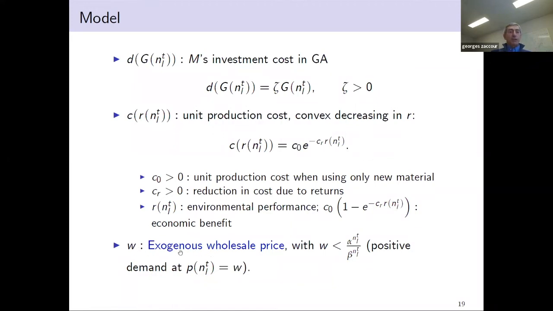Now, I note that the wholesale price we are considering is exogenously given, and it's bounded like this, meaning that we want to have a positive demand if we sell at the lowest possible price.